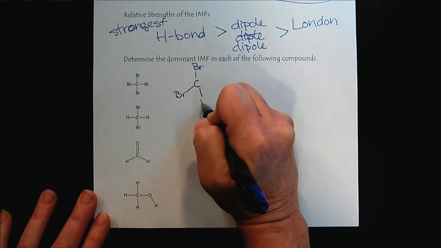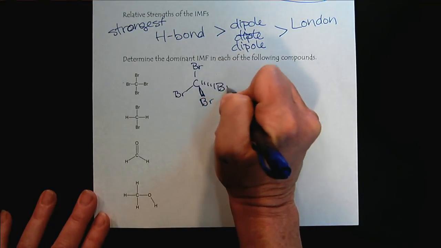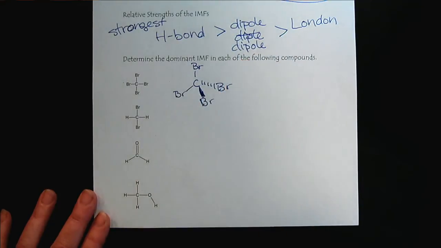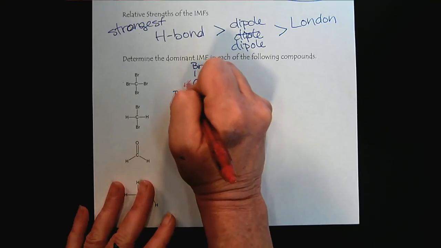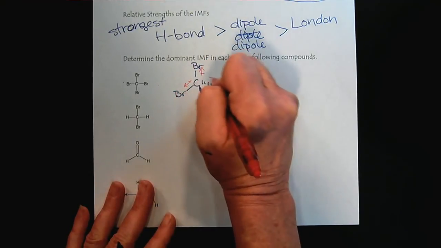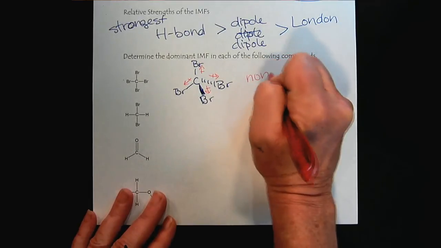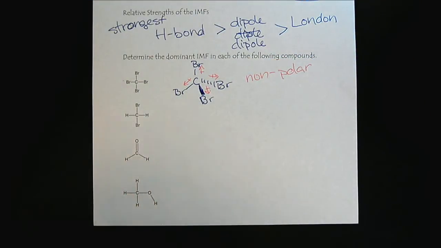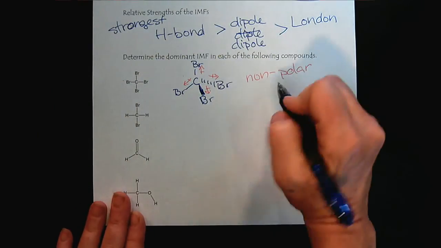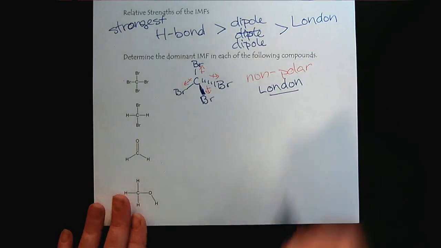And we recognize that there are polar bonds, but they're all radiating out into the corners of the tetrahedron. So even though we can write dipole moment arrows, overall the molecule is nonpolar. And for all nonpolar molecules, the dominant intermolecular force is the London force.